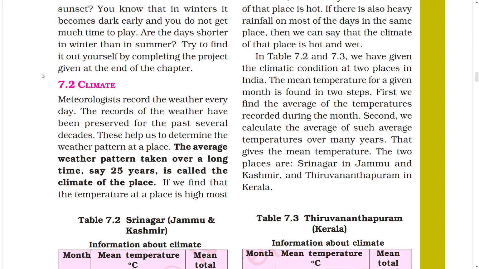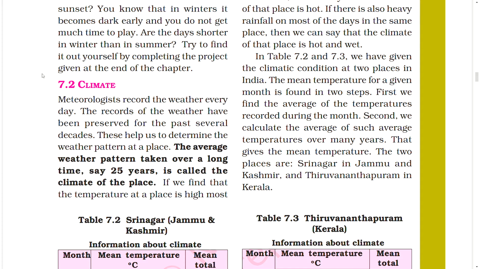7.2 Climate. Meteorologists record the weather every day. The records of the weather have been preserved for the past several decades. This helps us to determine the weather pattern at a place. The average weather pattern taken over a long time, say 25 years, is called the climate of the place.